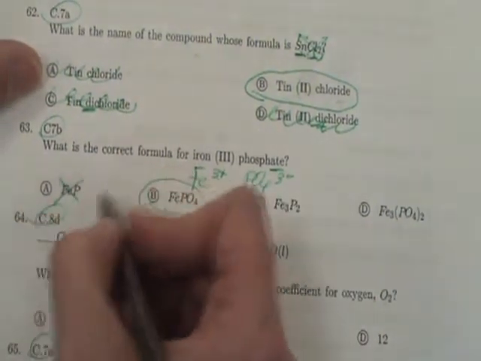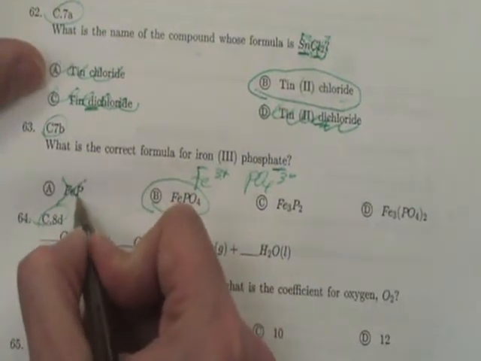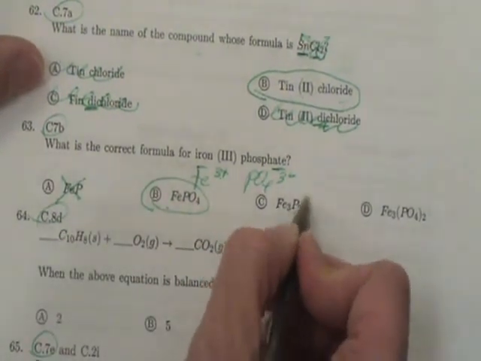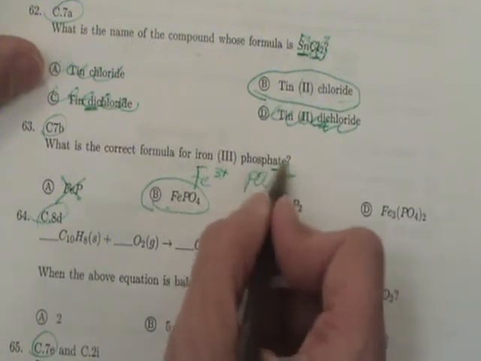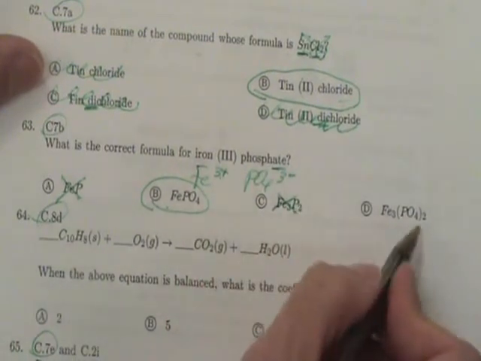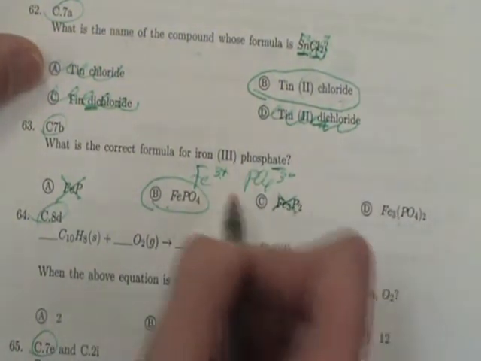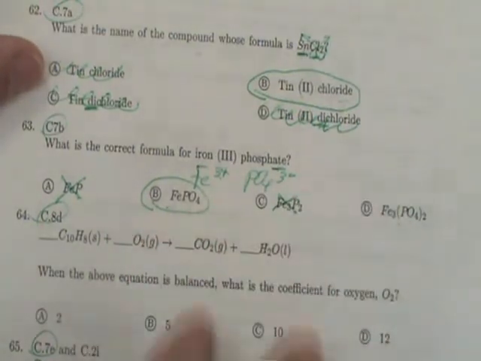This one is wrong because it's not a phosphate, it's just phosphorus. This one is wrong for the same reason. This is just phosphorus and not your phosphate, so that'd be phosphide. So the only other answer choices are these two, and because this is iron 3, they cancel out.